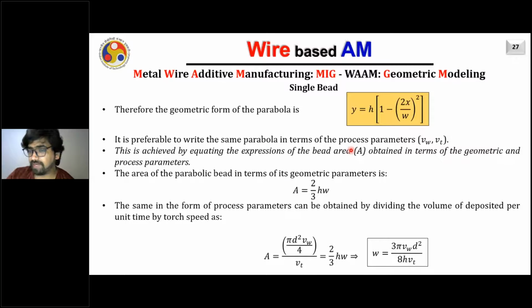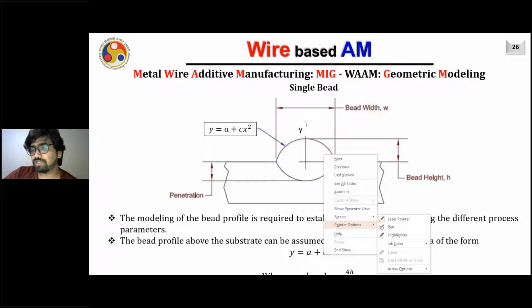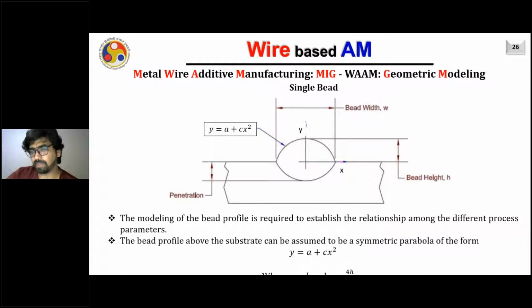The point of why I'm doing this at all is because I want to obtain the distance between two consecutive beads. For example, if this is the first bead, what will be the distance to the next bead? Just let me select the pen. Yeah, if this is the first bead, what should be the distance between the next bead and the first bead?